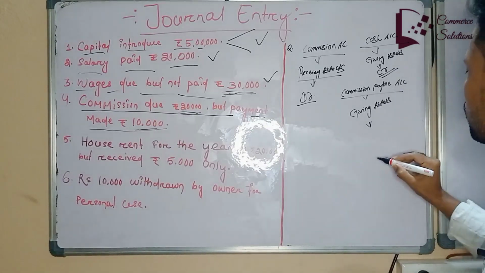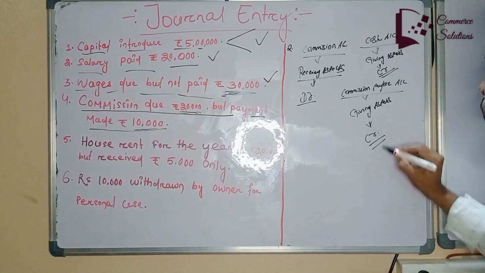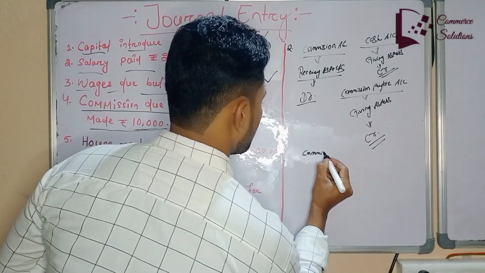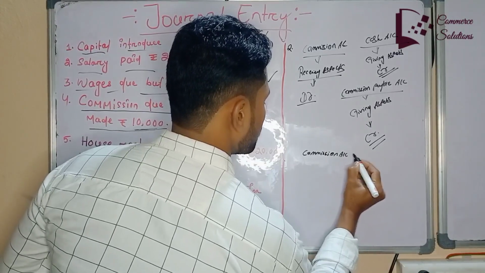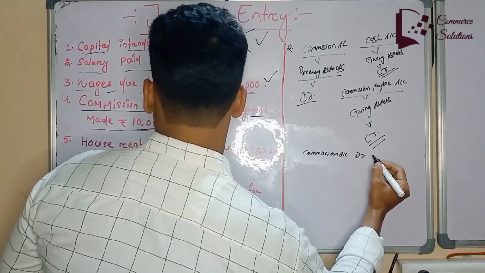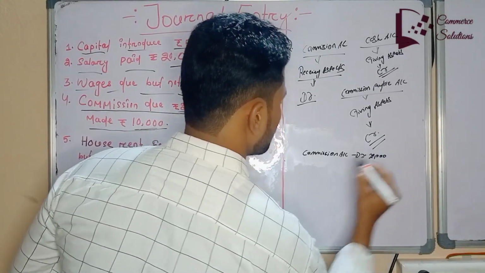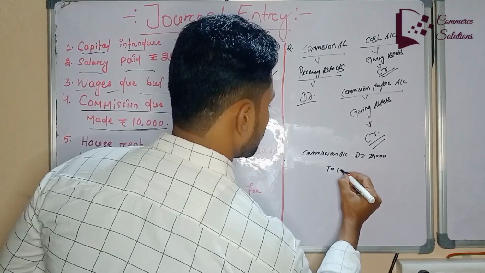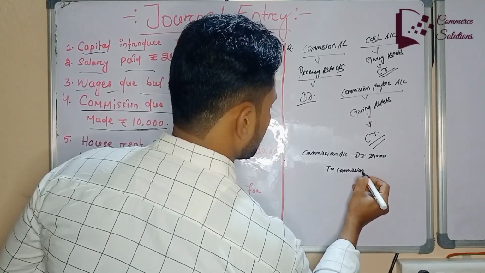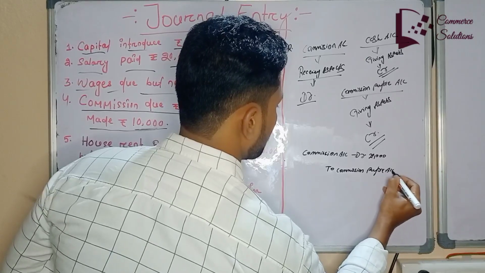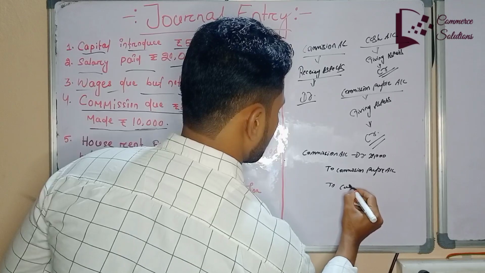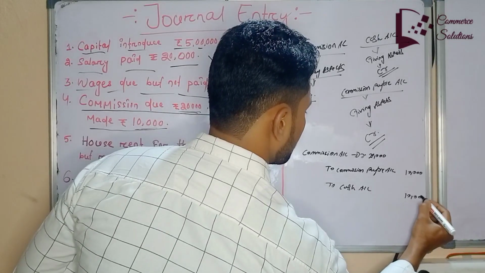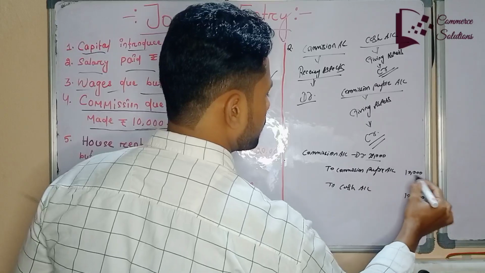So credit means giving aspect. The entry will be commission account debited 20,000 to commission payable account 10,000 and to cash account 10,000. So debit is 20,000 and credit is 10 plus 10, 20,000.